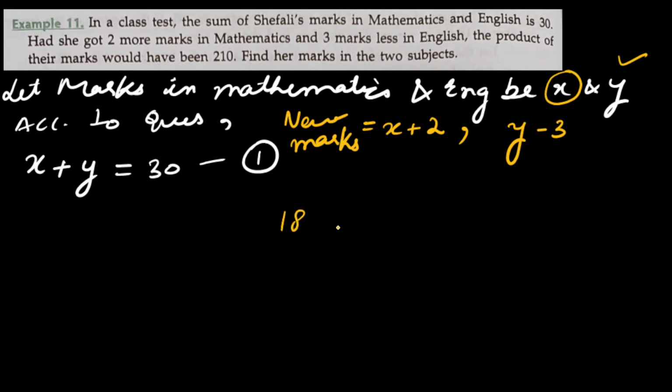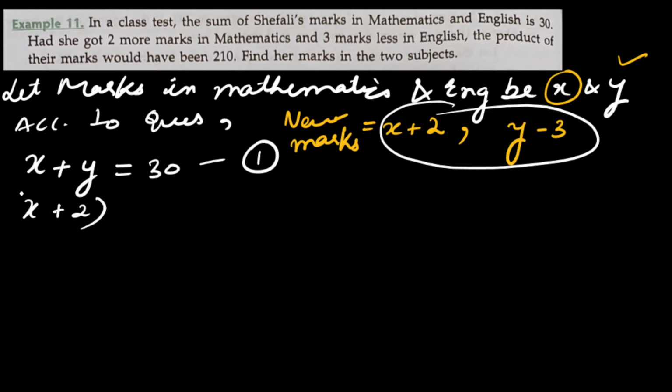Suppose you are getting 18, so now maths marks will become 18 plus 2. And if you have got 16 in English, just an example, 3 marks less means 16 minus 3, 13 it will become. So like that you can relate. Then the product of their marks would have been 210. Product means multiplication, so (x plus 2) into (y minus 3) is equal to 210.